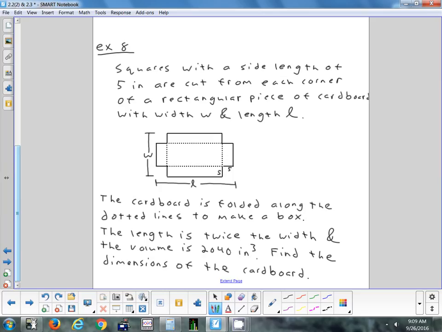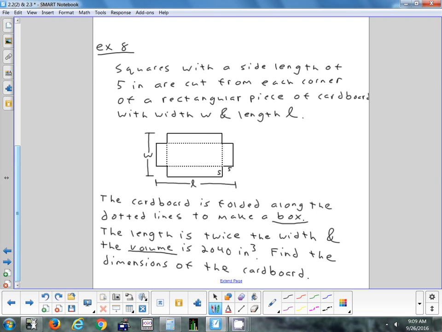Length equals 2W. So all I'm going to do is take that and fill it in right there. So 2040 equals 2W minus 10. That's my length, times my width, times my height. What can I do with this 5 to get rid of it? Put it on the other side. Yeah, we can make the numbers a little smaller by dividing everything by 5.